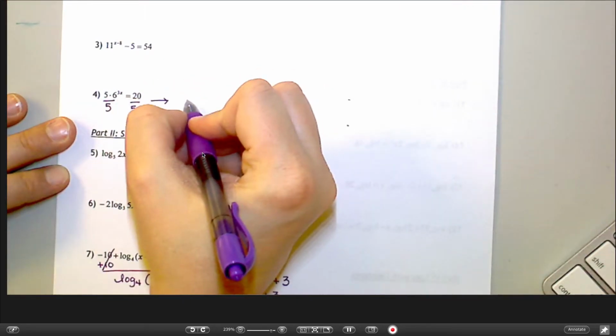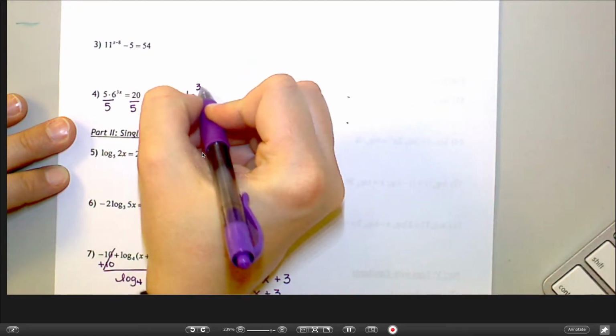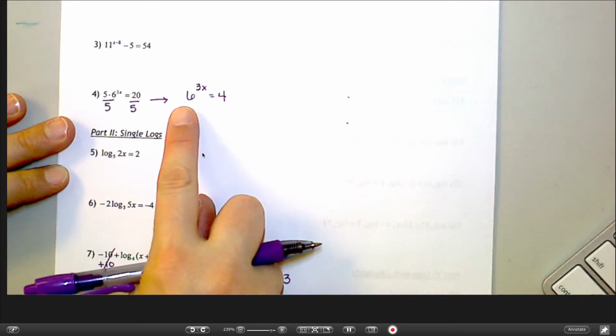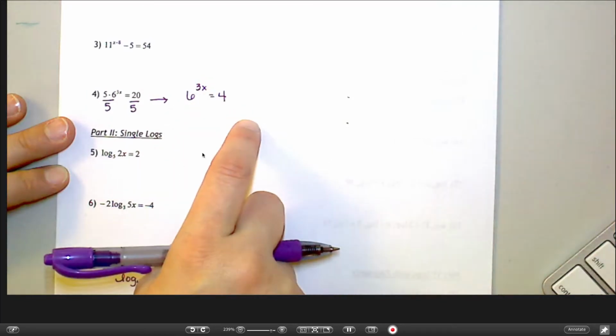So what number do you want to get rid of in number 4? 5. The 5. So let's divide by 5. And that's going to give me 6 to the power of 3x equals 4. And that's exactly what I want to see: something to the power of x equals a number. Okay? No other numbers floating around there. Now when I'm at this point, I can't go any further without dealing with that x up in the exponent.